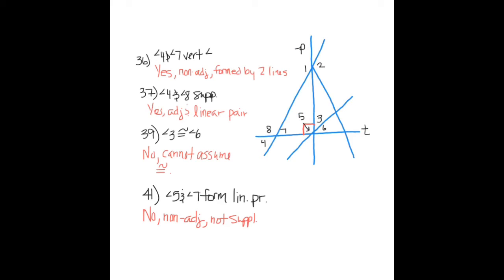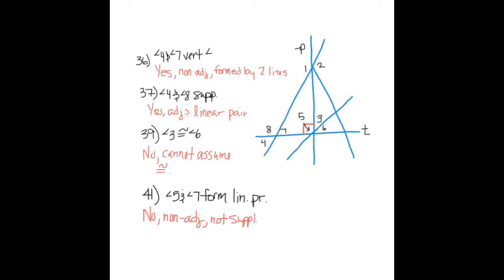All right, next one, number 36. You're looking at the picture I have drawn there, and you have to determine whether you can assume these statements based off of the figure. Are angles 4 and 7 vertical angles? Yes, they are. They are two non-adjacent angles formed by two intersecting lines. So yes, you can assume that from the picture.